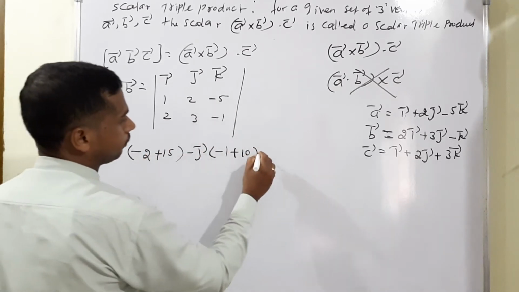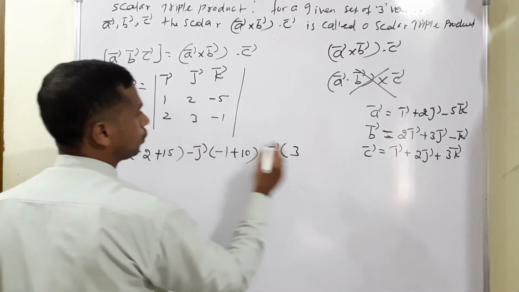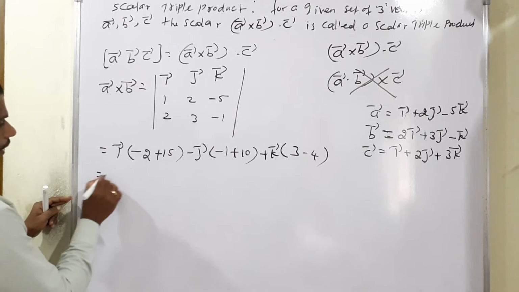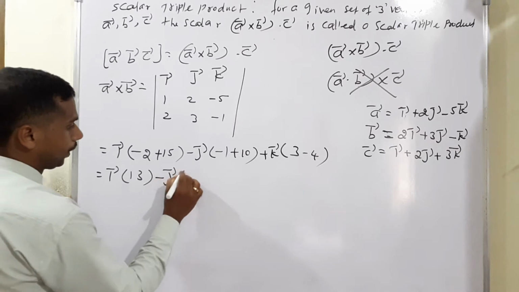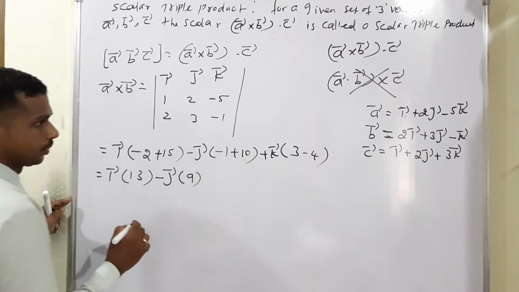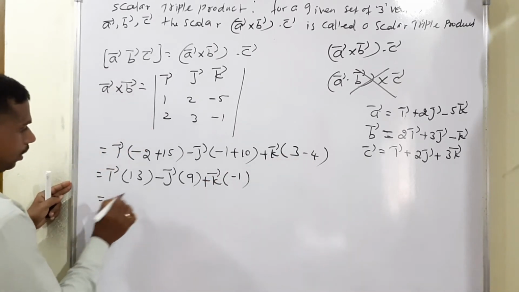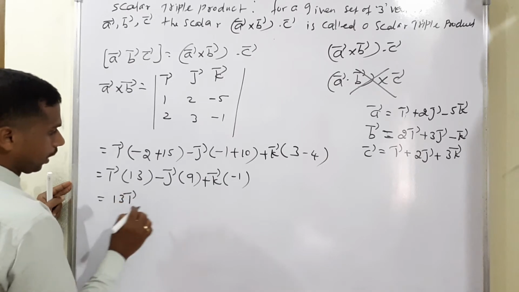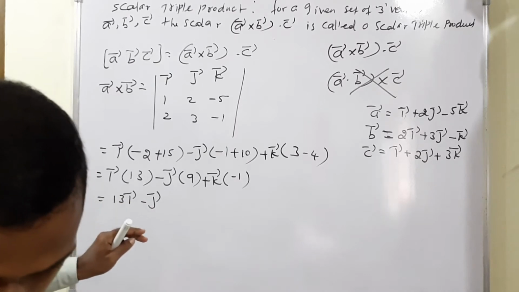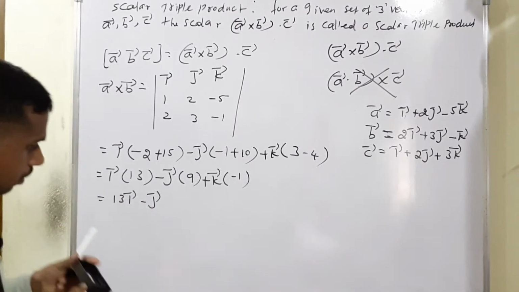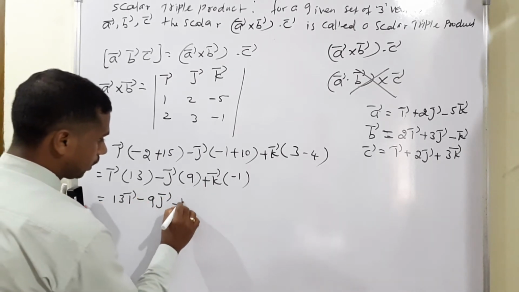Next, plus k vector: 1 into 3, 3, 2 into 2, minus 4. Therefore i vector: minus 2 plus 15 means positive 13. So minus j vector: minus 1 plus 10 means positive 9. Then plus k vector: 3 minus 4 means minus 1. So 13 i vector, then minus 9j vector, last, minus k vector.